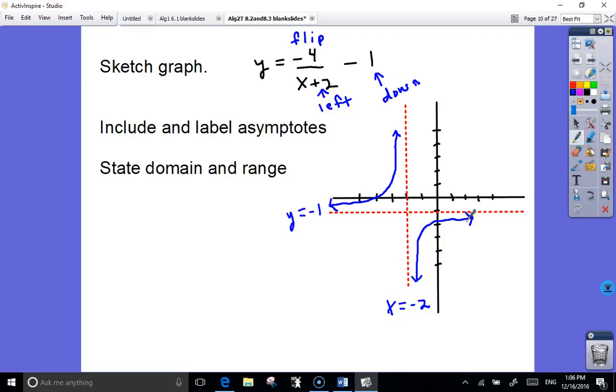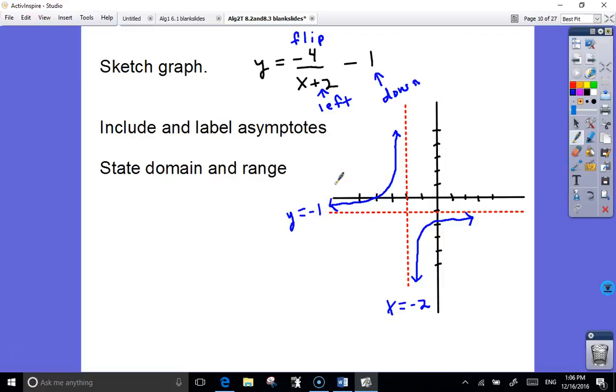Just make sure that you do show it approaching the asymptote. Sometimes students will draw it and then they just kind of instinctively draw across along the x-axis here. And that'd be wrong, right? Because it's supposed to be approaching the asymptote.